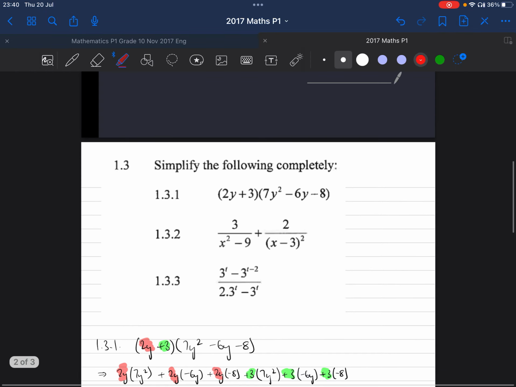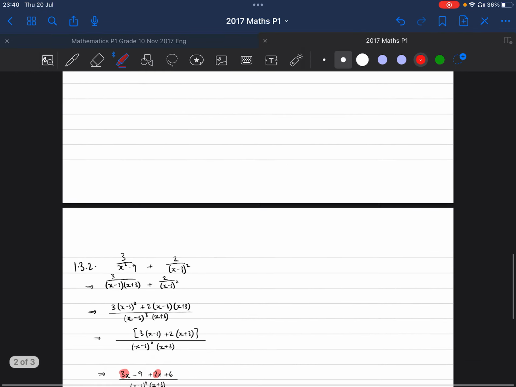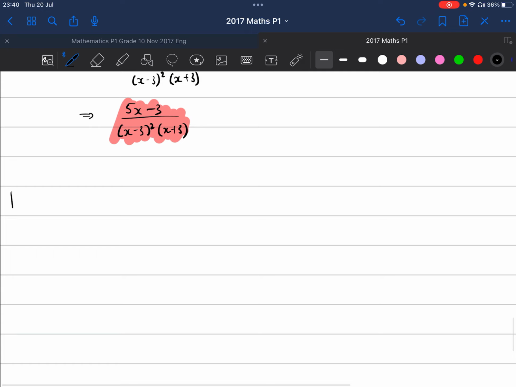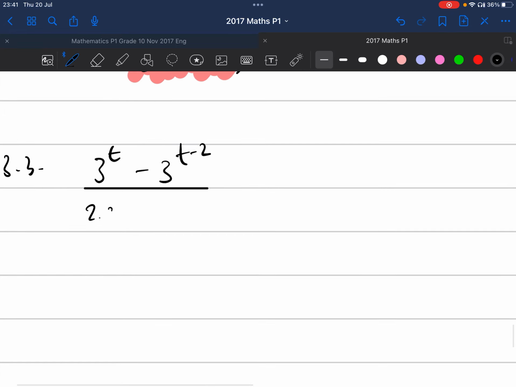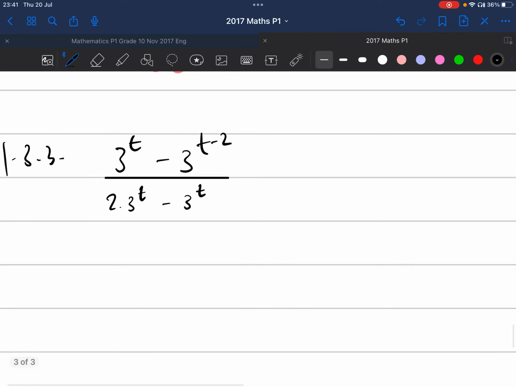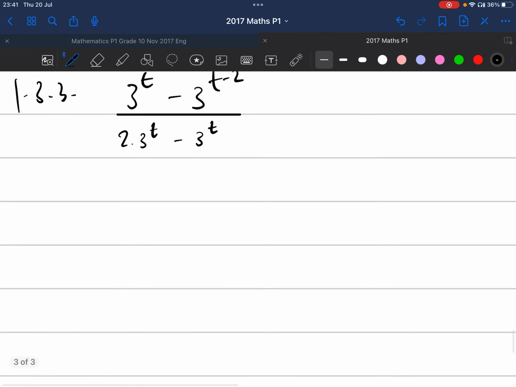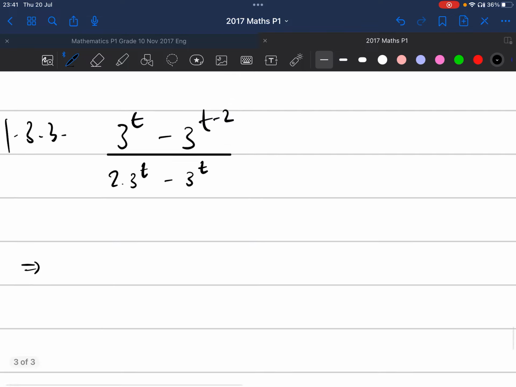Okay, let's move on to 1.3.3. So I'm just going to copy that down. 1.3.3, we have 3t minus 3 to the power of t minus 2 all over 2 times 3t minus 3 to the power of t. Okay, let's see how we can manipulate this here.